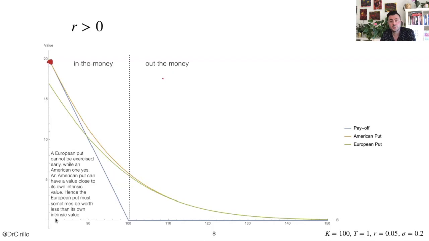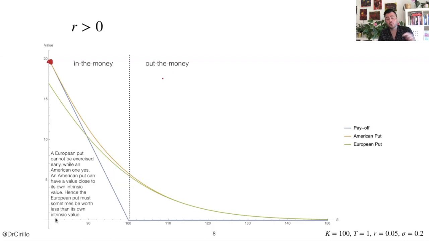So you are losing an opportunity. For example, of taking your money and investing it in the risk-free asset, and then getting your investment back at the end of your time window. So you are losing opportunities. There is an opportunity cost that you are implicitly paying by having a European put instead of an American.